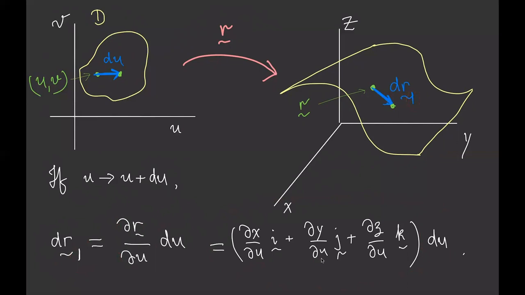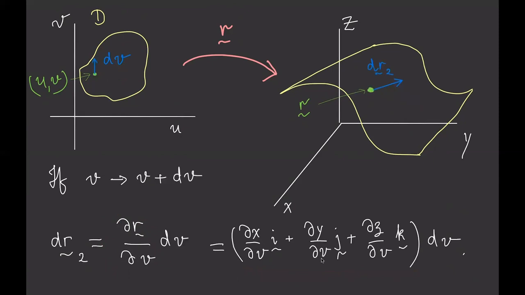So dr1 is the vector that I get by incrementing u by a small amount in my uv parameter space, and I have a nice little expression for this. So what is the expression? Well, it's just the derivative of r, my position vector, with respect to u, times du. Or I can expand it out like this.